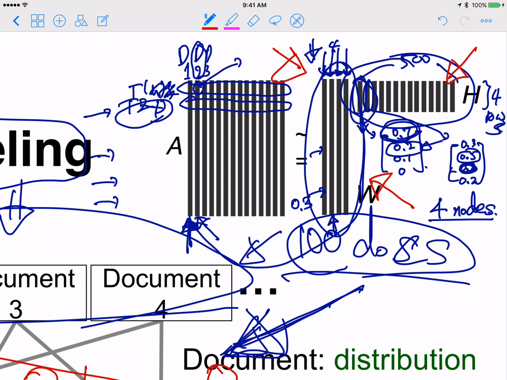So if the first virtual document is about some science document, it will have some high probability corresponding to science words, and very small weight corresponding to soccer and basketball and so on.